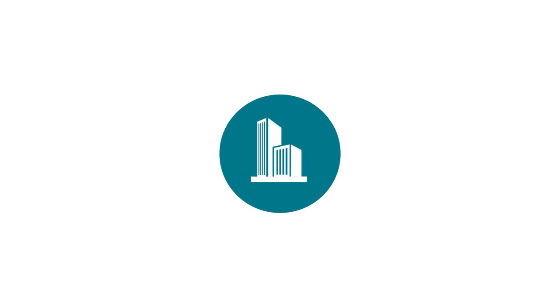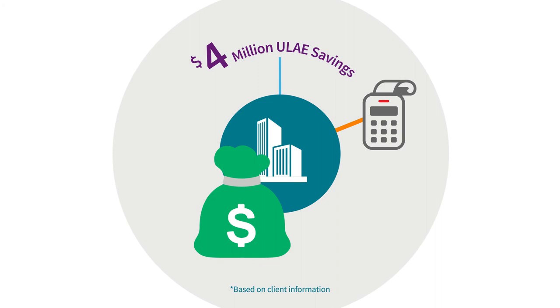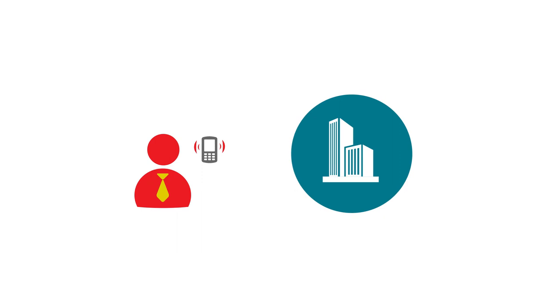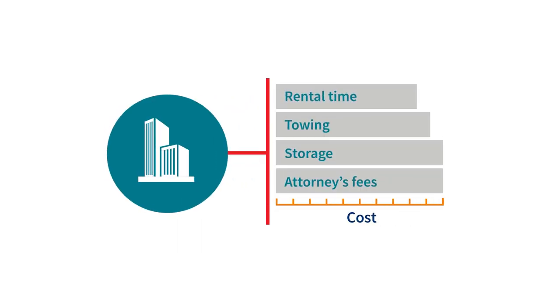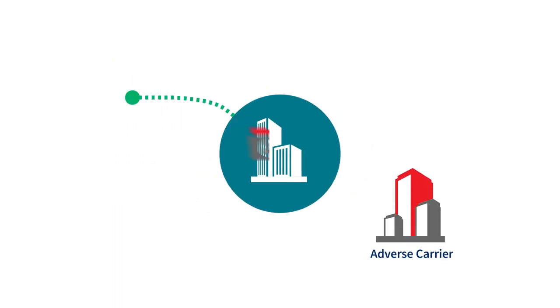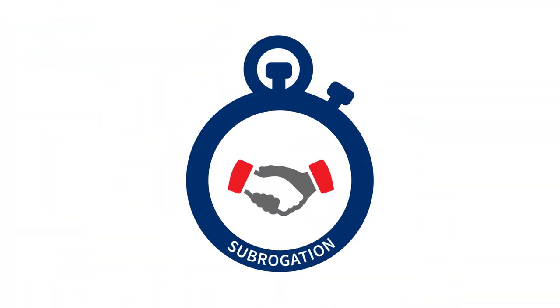One large carrier calculates that Claims Datafill delivers $4 million in annual savings by improving efficiency. What's more, simply contacting the claimant sooner can cut rental time, towing, storage, and attorney's fees if there's bodily injury. Reporting claims to the adverse carrier for handling earlier can potentially speed up the subrogation process.